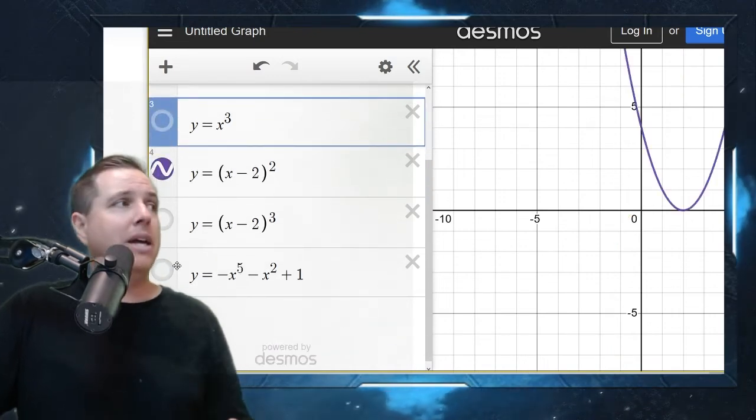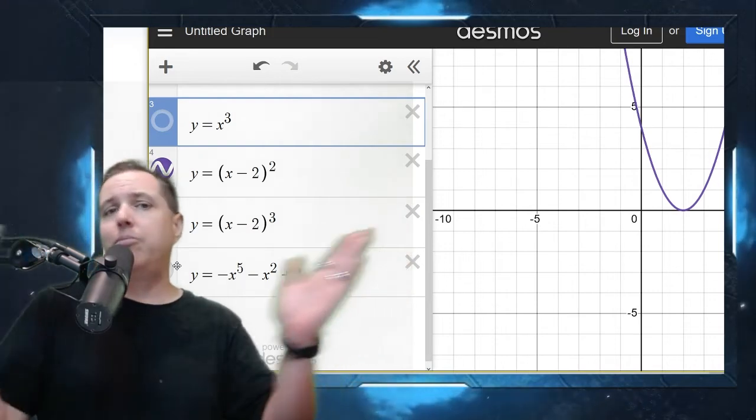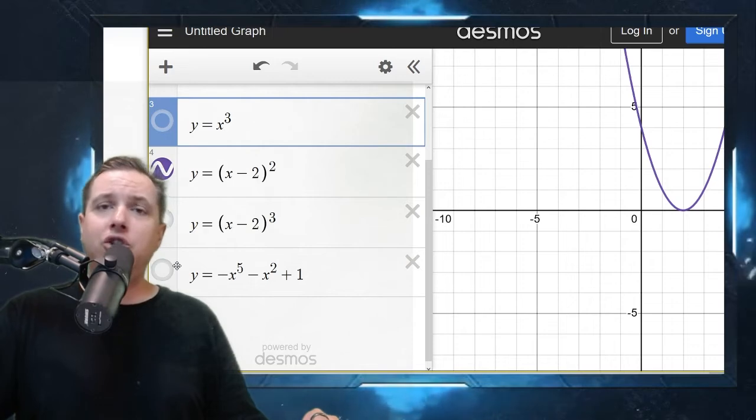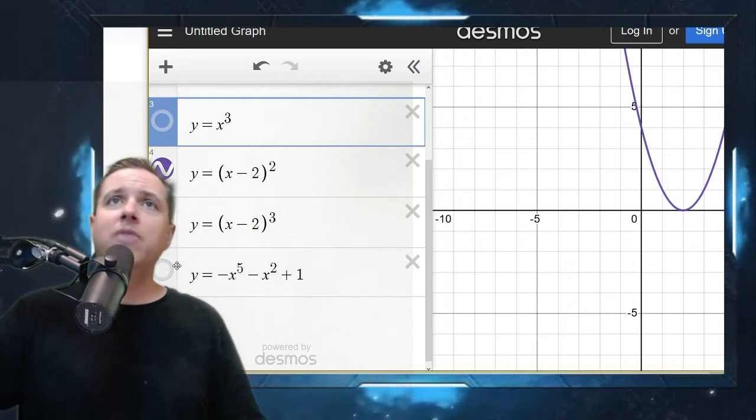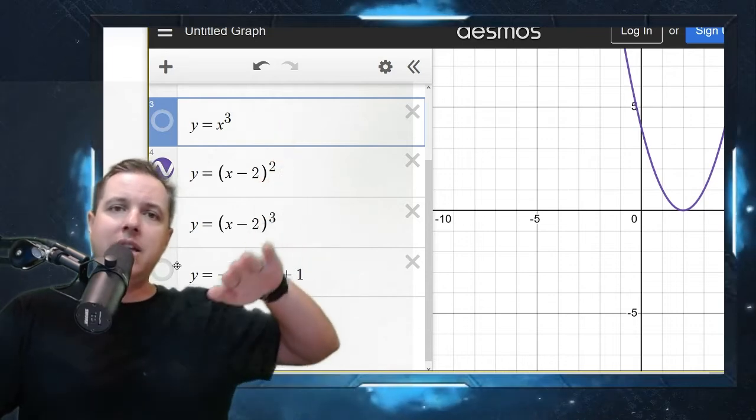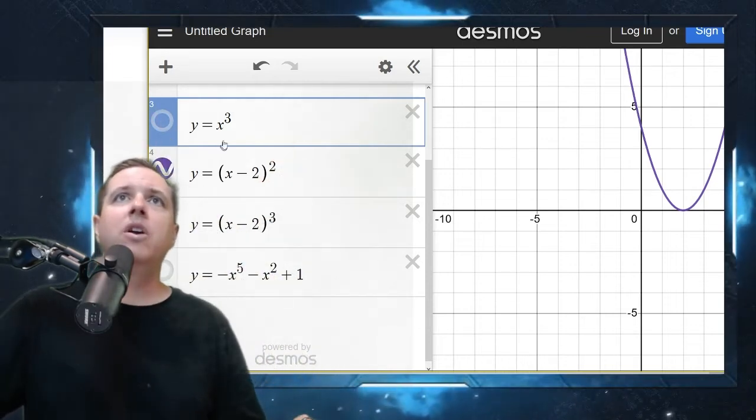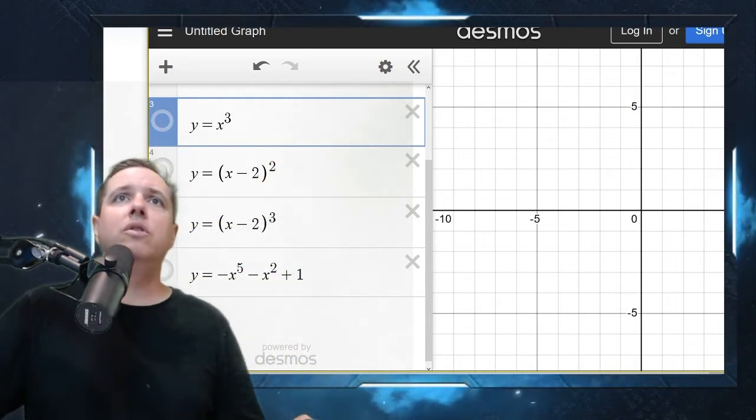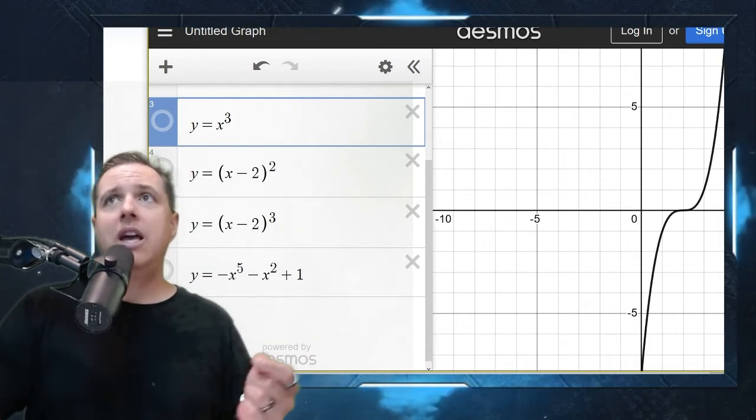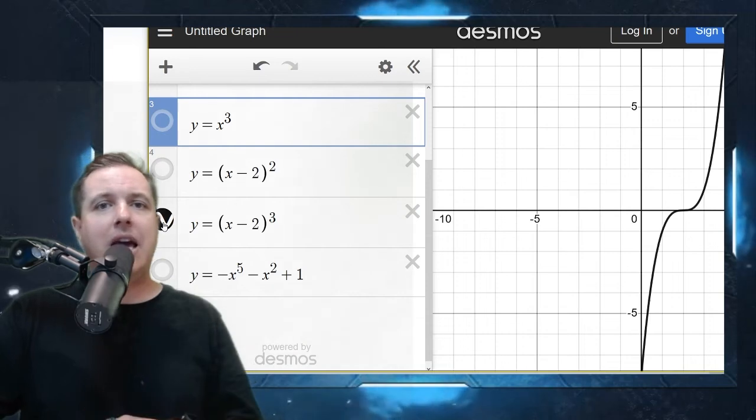Here I have an x minus 2 squared. We know that's just a parabola shifted over 2 units. And there it is. It's multiplicity 2, so it's even multiplicity, and it's just sitting right on the x-axis. It doesn't cross it. It comes down, touches it, and goes back up, as opposed to this one here, now x minus 2 cubed, that's odd multiplicity, and notice how it's crossing the x-axis.